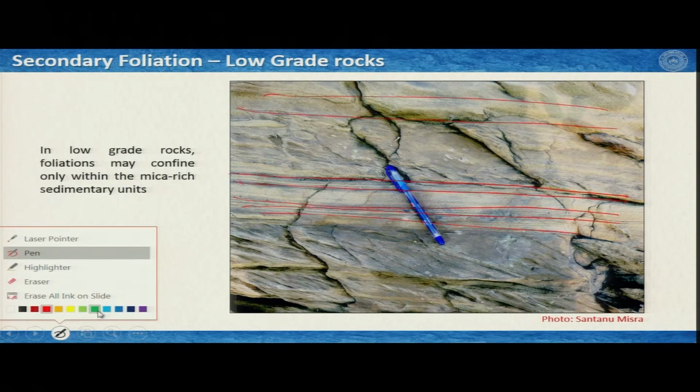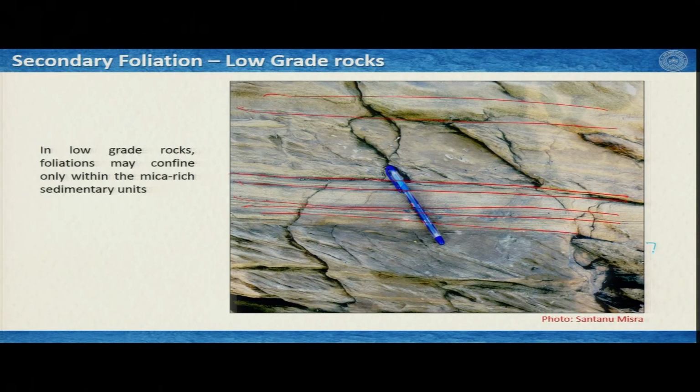The secondary foliations are present or confined in this band or in this layer. As you can see here from the previous experience, these are defining your secondary foliation cutting across the entire layer here. Interestingly, the foliations are not present in this layer, but it is faintly present in this layer and so on. So, why are these foliations or secondary fabrics not present in these particular layers?